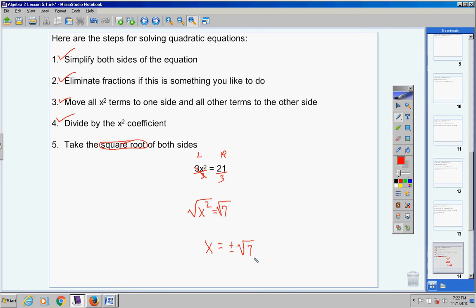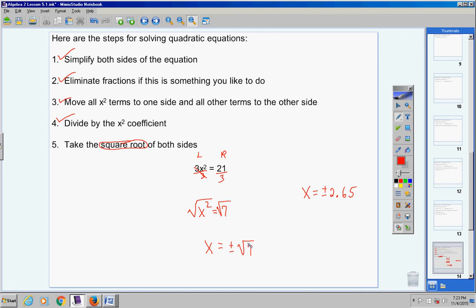So there's your answer. Now, with the calculator, if you type in square root of 7, you will get, well, I guess I better turn my calculator on first. That always helps, doesn't it? You will get 2.645751311. I'm going to round it to 2.65. So you have two answers, positive 2.65, negative 2.65, okay?